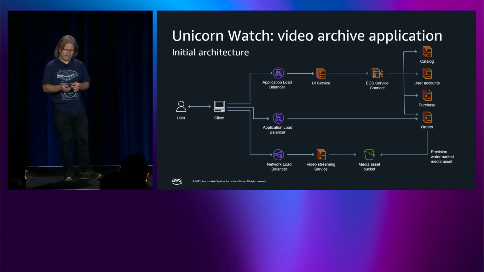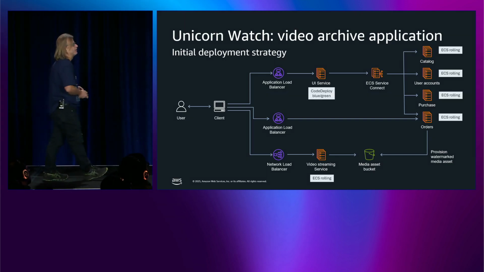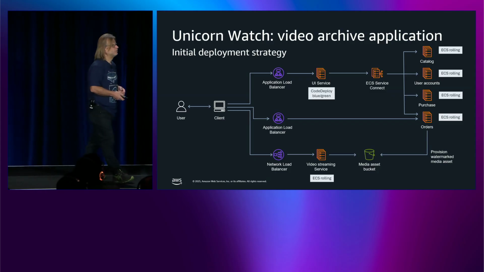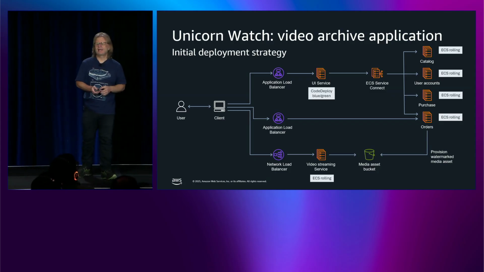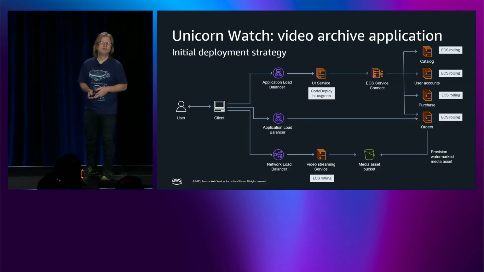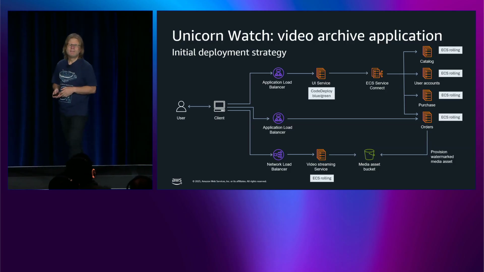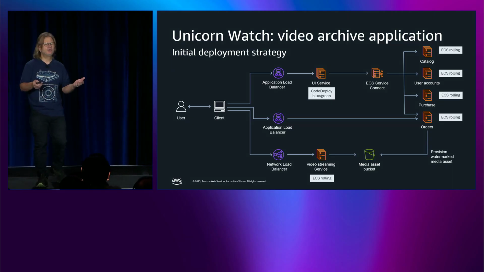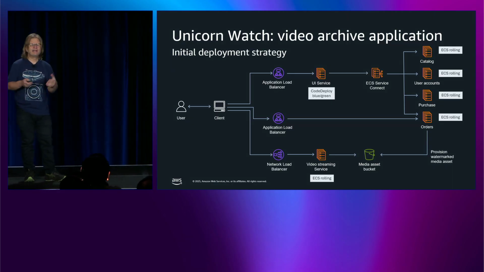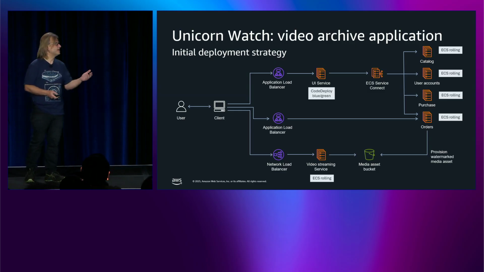So this all worked nicely, and they were using ECS rolling deployments throughout, with one exception. In the case of the UI, they wanted to use blue-green, so they could manually check any new deployments in a safe green environment before flipping it over into the production environment. And for that, they used CodeDeploy.